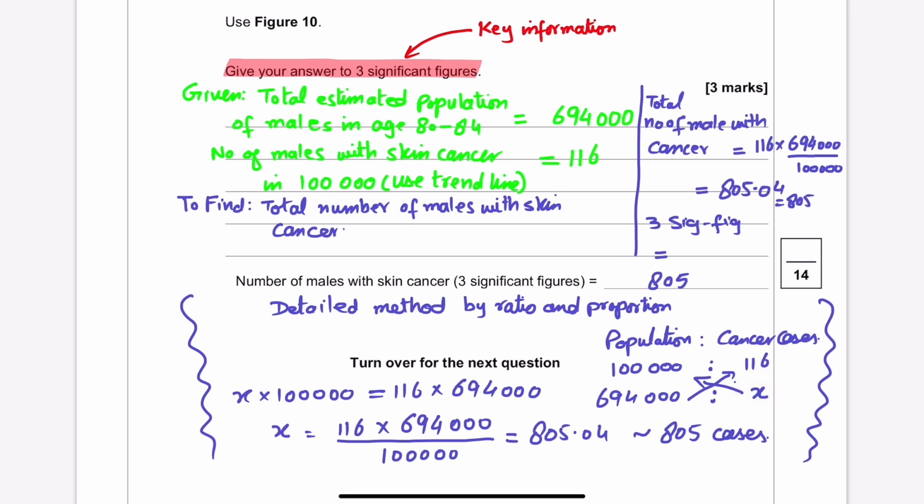Using the ratio and proportion method, all the steps are done here. X is going to multiply 100,000. 116 will multiply 694,000. This 100,000 will go on the other side and will divide. The answer is 805 cases. We need to give the answer up to three significant figures, so we have the first three significant figures as 805. So the number of males with skin cancer is 805 only.